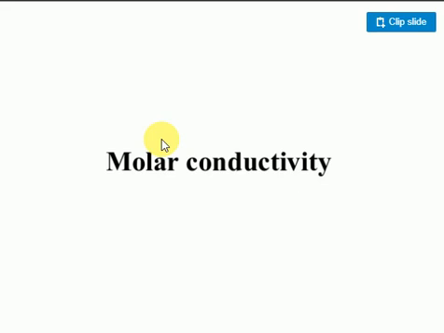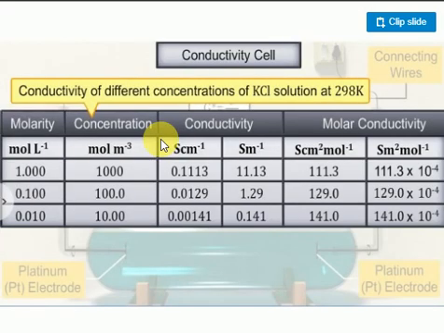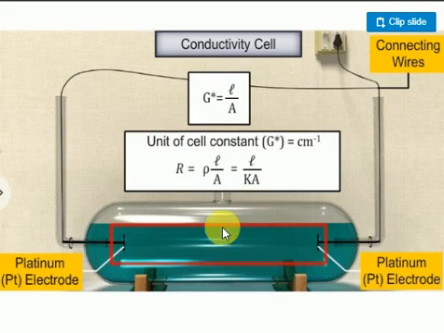If I take 1 mole of electrolyte in the solution, how much conductance is possible? If I take 1 molar of electrolyte here, how much conductance is possible? That is molar conductance only. How is it for a strong electrolyte, for a weak electrolyte, for some salts? Discuss in concentration terms only.